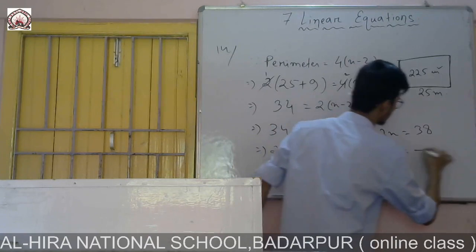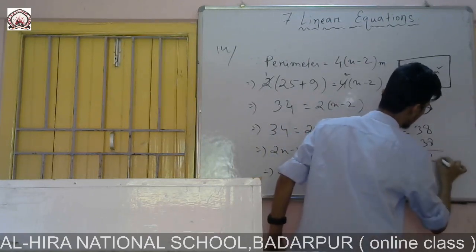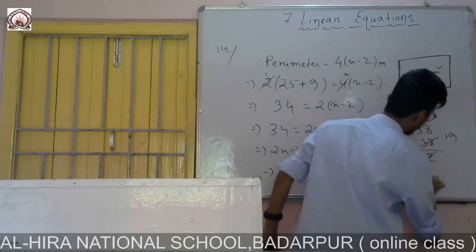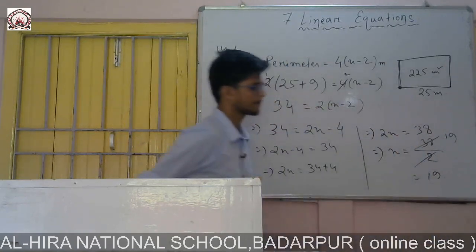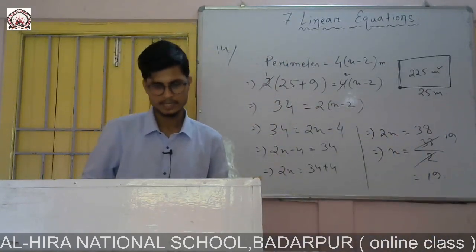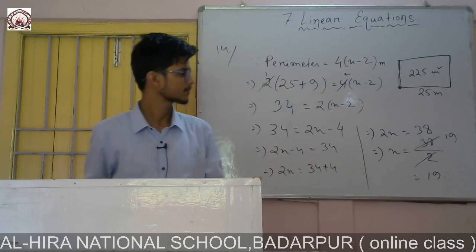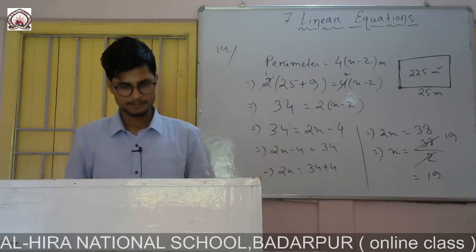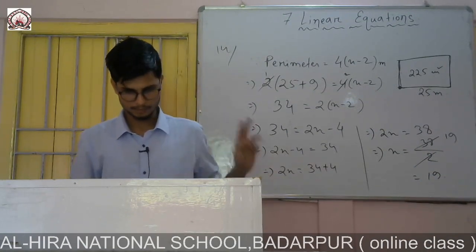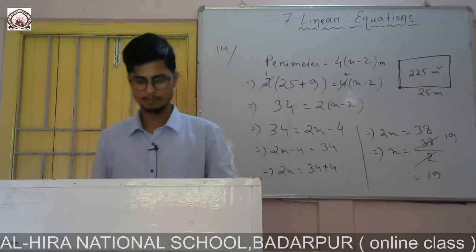x will be equal to 38 by 2. It is 2 19s are 38. So the answer is 19. The value of x is 19. Okay. So this is the end of this question. So now we'll move to the next question.